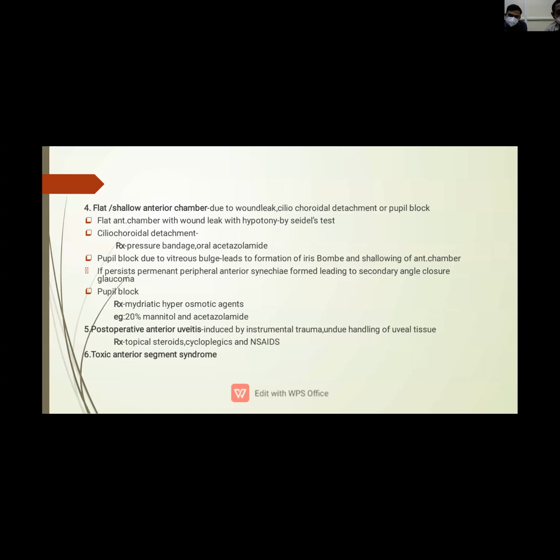Choroidal detachment. How do you diagnose choroidal detachment? It is given in your books. It appears as a brownish mass in the anterior chamber. Where is the choroid? Is it in the anterior chamber or posterior chamber? Posterior. Then how do you see choroidal detachment in the anterior chamber? Okay, go ahead.